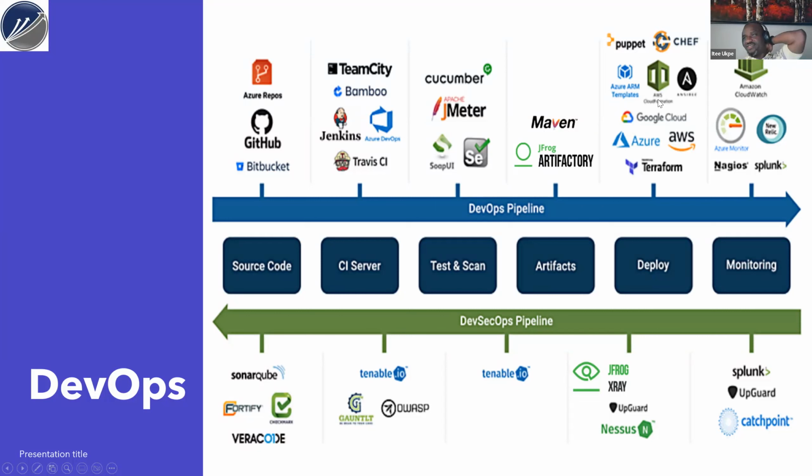You have Terraform that's used for provisioning your infrastructure. You can also use Ansible for provisioning infrastructure, and you can use Ansible for configuration as well. Then you have Nagios and Splunk. These are for monitoring. CloudWatch is for monitoring. These are different kinds of tools in the industry. It depends on what your organization does.